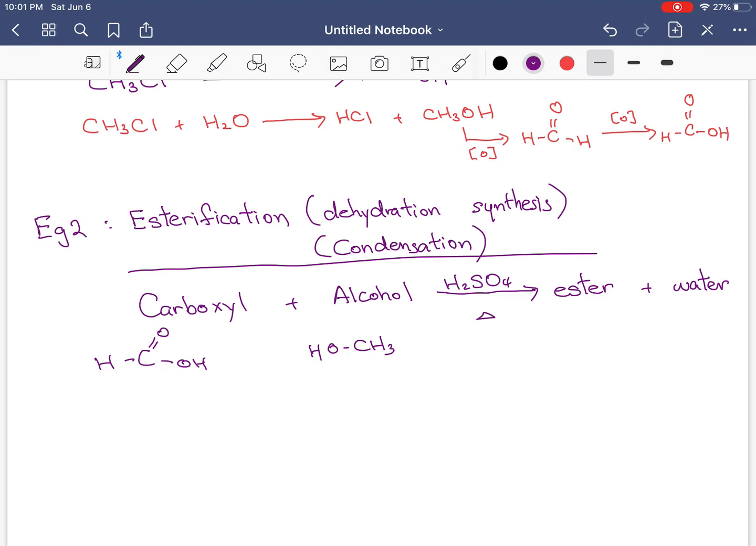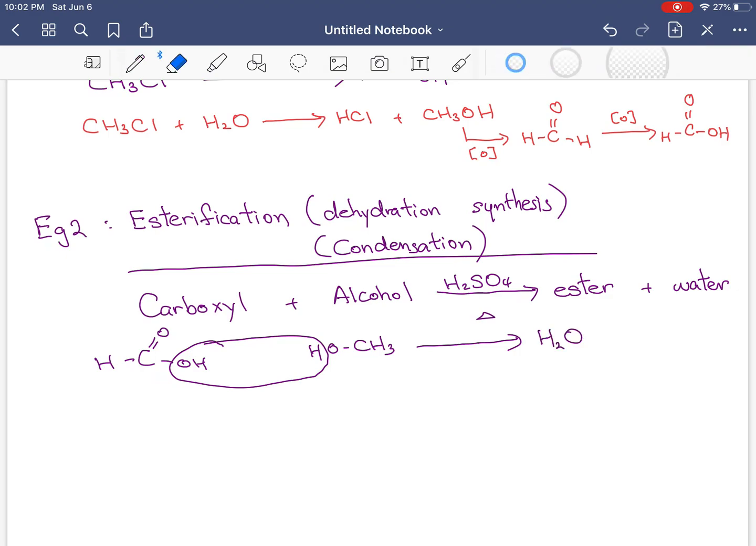So again, this is what's going to happen here. One of the participants will donate the OH. The other participant will donate the H. Now, it doesn't matter who donates the OH and who donates the H. That's not a big deal. It could be this and this. Doesn't matter. So let's say it is this. Here's OH and H, which is really H2O.